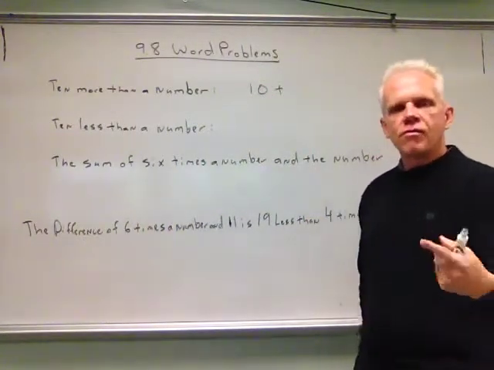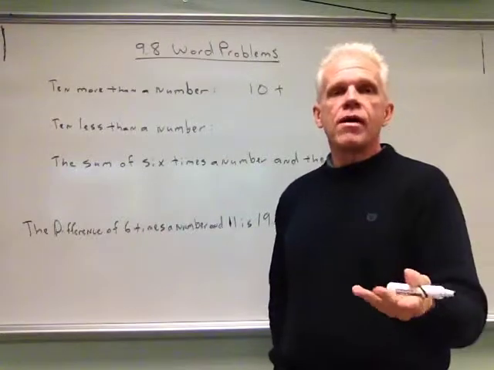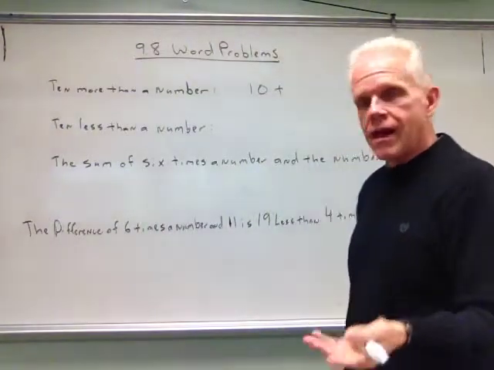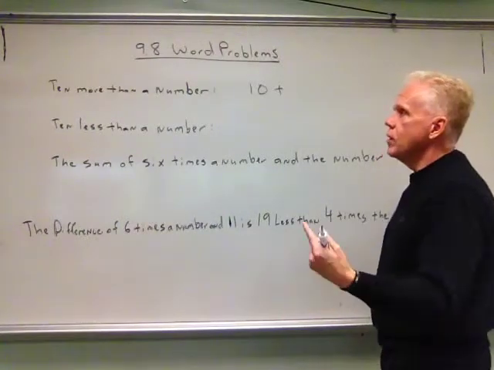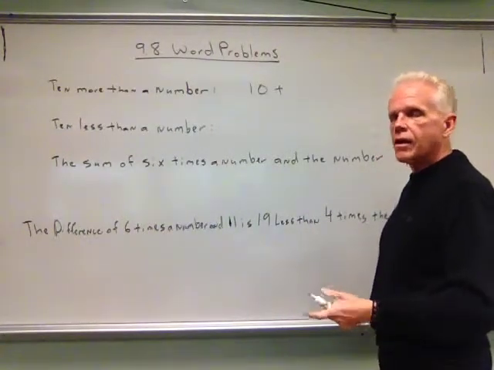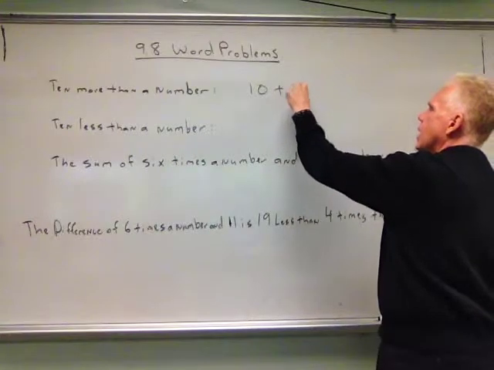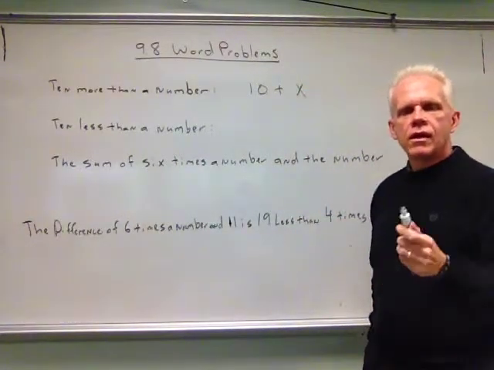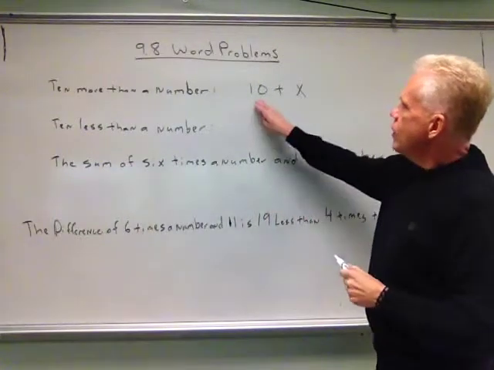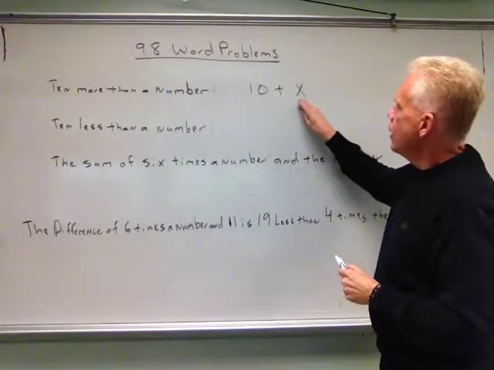So 10 more than a number. Well, anytime we just have the phrase a number, we want to use a variable to represent that number. That's an unknown number. So anytime we have an unknown, we just use a variable to describe that. So how about just 10 plus x? Could be 10 plus p or 10 plus t. Any of that would be good. So 10 more than a number.